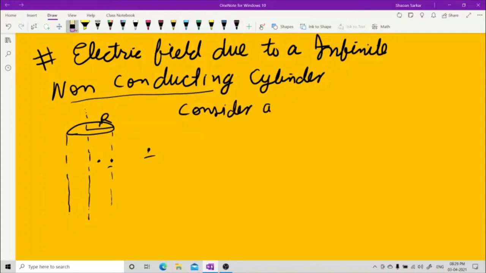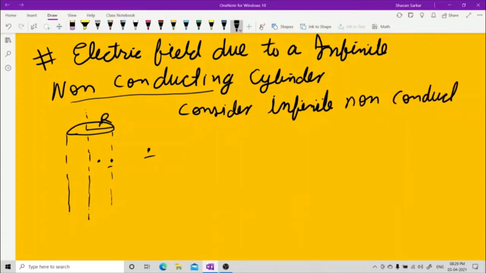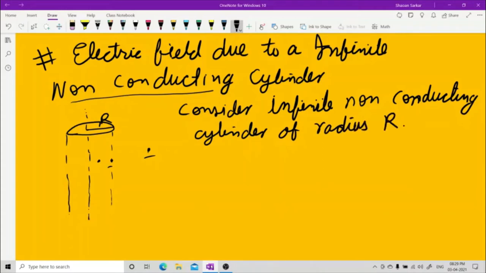Consider the infinite non-conducting cylinder of radius capital R. Of course, it is non-conducting. Now, the electric field, let us mark the points.